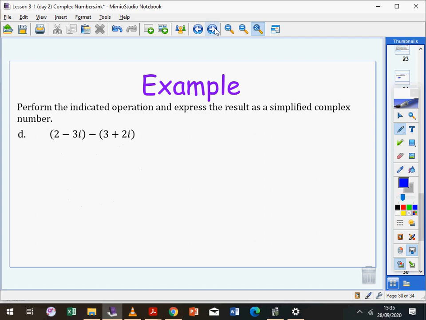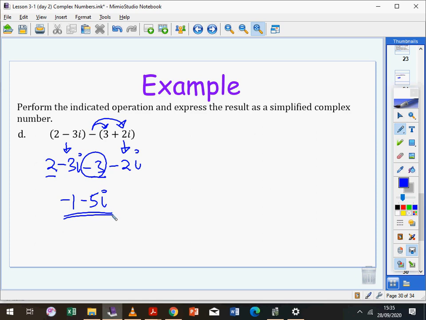Example, I was talking about 2 minus 3i. When this negative goes here, it makes the 3 negative. The negative goes there, it makes the 2 negative. So all this is real number: 2 minus 3 is negative 1. Imaginary number: negative 3 minus 2 is negative 5i. Or the step that I missed here is just to write 2 minus 3 minus 3i minus 2i, which eventually came to that.